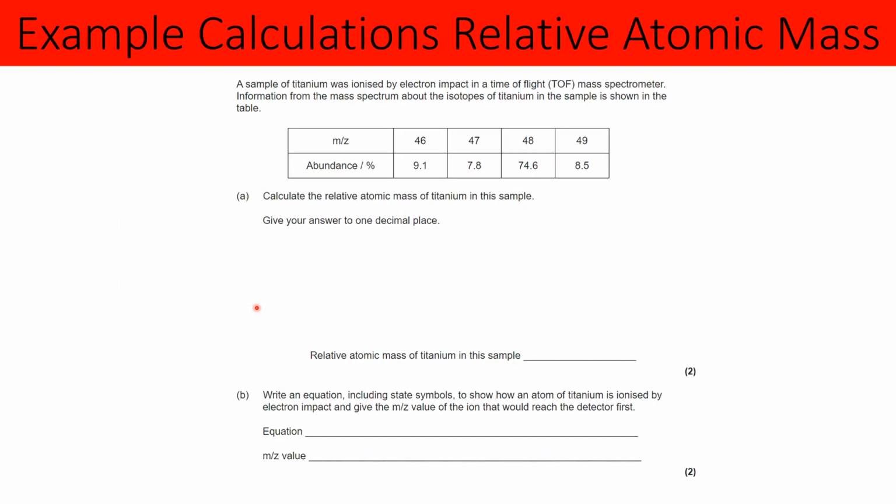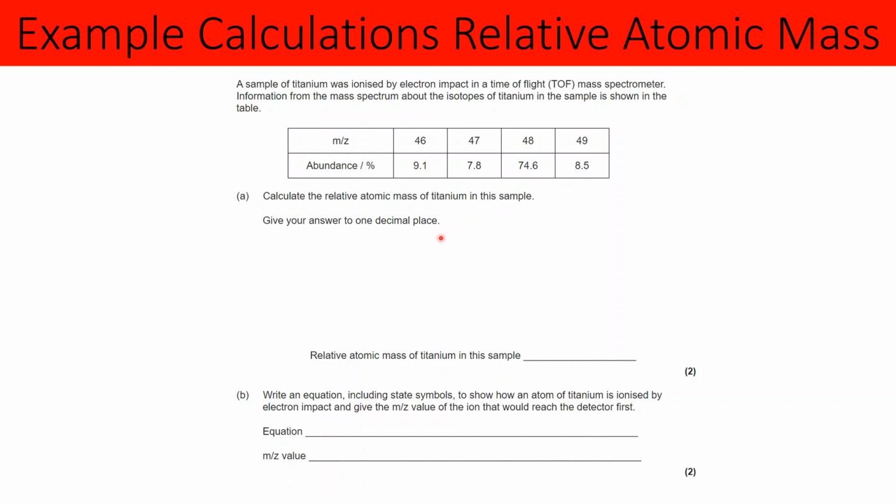Okay, so an example here of how we can interpret the data. A sample of titanium was ionised by electron impact in the time of flight mass spectrometer. Information about the mass spectrum of these isotopes is shown in the table. So we've got m/z values of 46, 47, 48, 49. Those m/z values are going to be exactly the same as the atomic masses because I've used electron impact. And then we've got our abundance as a percentage. It's important that you check what format your abundance is in because it's going to affect the way that you calculate. You've got to calculate the relative atomic mass. So we've got to do a weighted average here and give your answer to 1 decimal place.